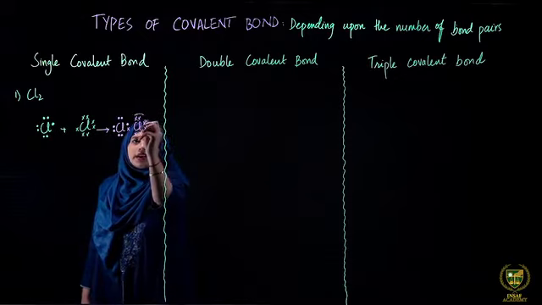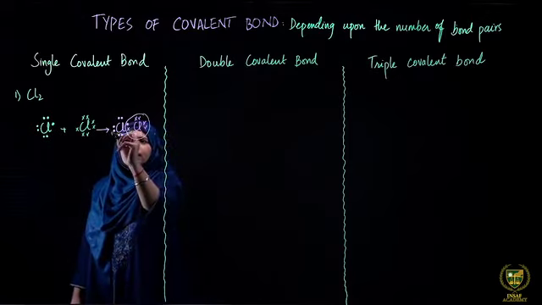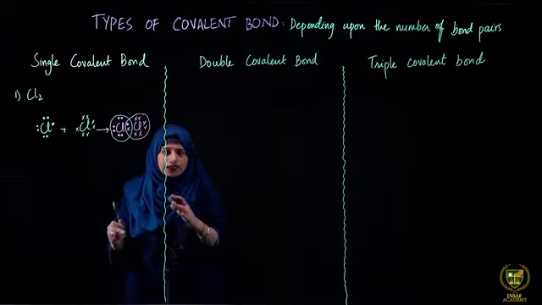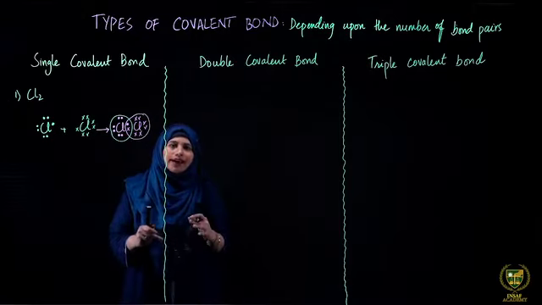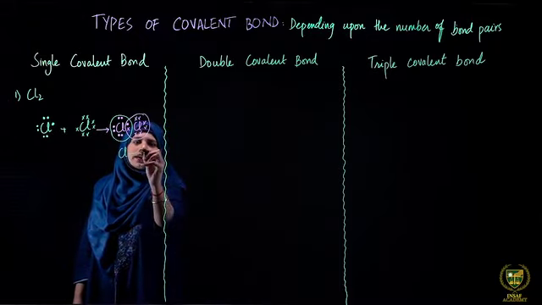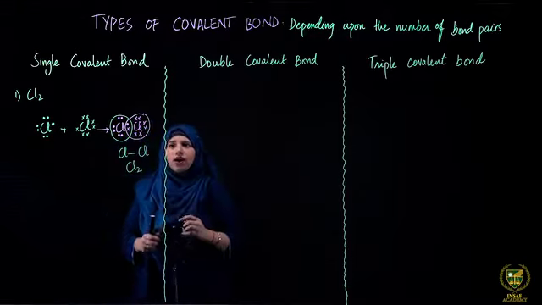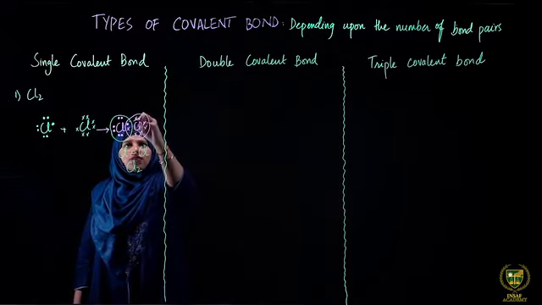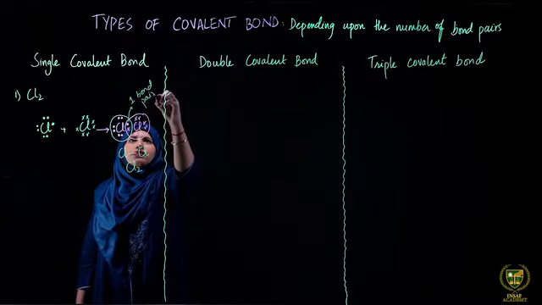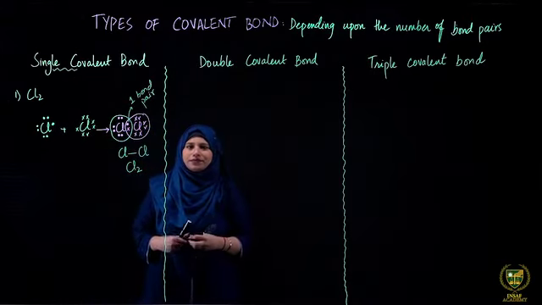If you look at this chlorine atom, it has 8 electrons, and if you look at this chlorine atom, it is also having 8 electrons. So its electronic configuration is similar to the nearby noble gas. We can show it like this: Cl, single bond, Cl, and we call it Cl2, chlorine molecule. Now, as only one bond pair is involved, this is one bond pair. If only one bond pair is involved, you call it a single covalent bond.